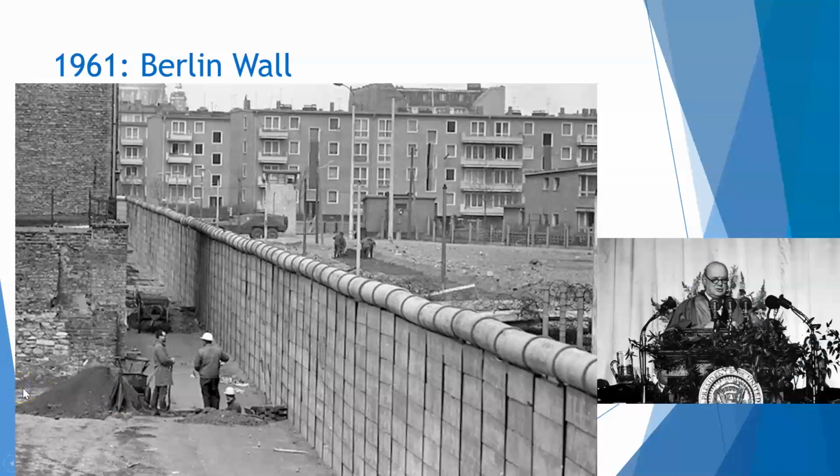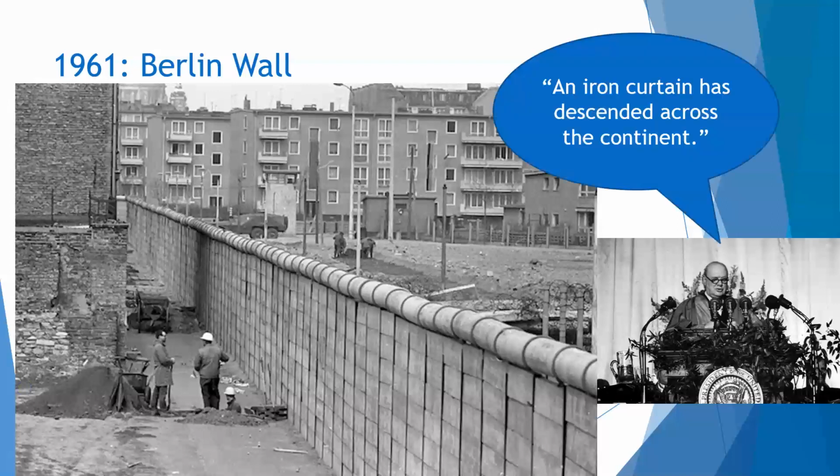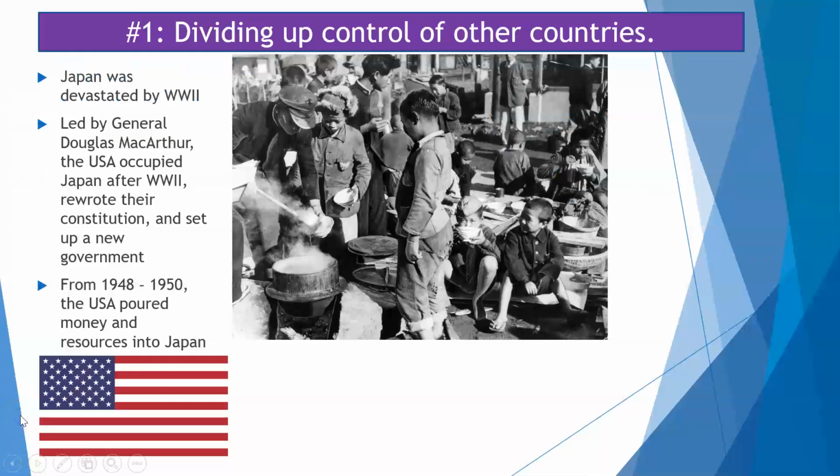This caused Winston Churchill, who is now no longer the Prime Minister of Great Britain, to say that an iron curtain has descended across the continent, which really raised the stakes of the Cold War. Dividing control of other countries continued.